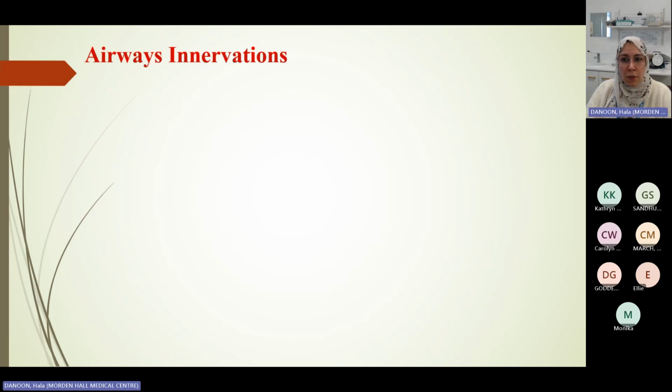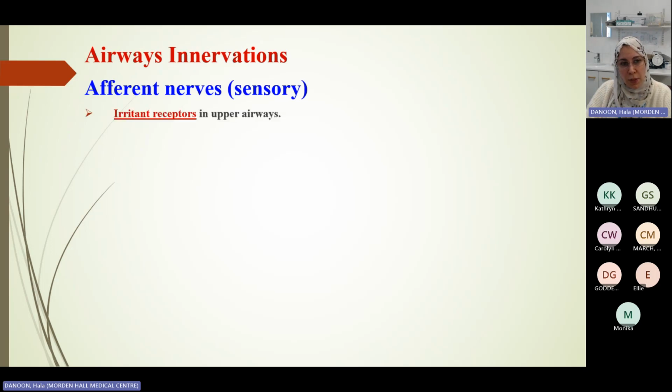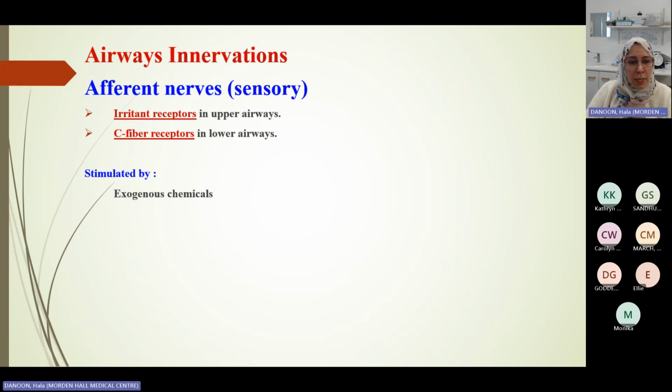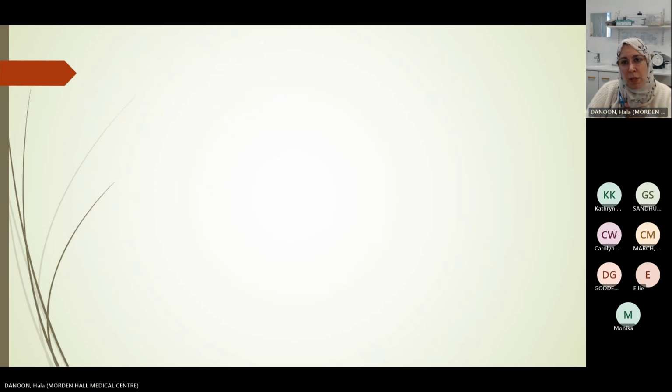Airway innervations. There are two types of nerves within the system. The first one is the afferent nerve, the sensory, and it normally affects the upper airways, C fiber receptors, and lower airways as well. These are stimulated by exogenous chemicals, physical stimuli, which is cold air in winter, and endogenous inflammatory mediators, especially the C fiber receptors.